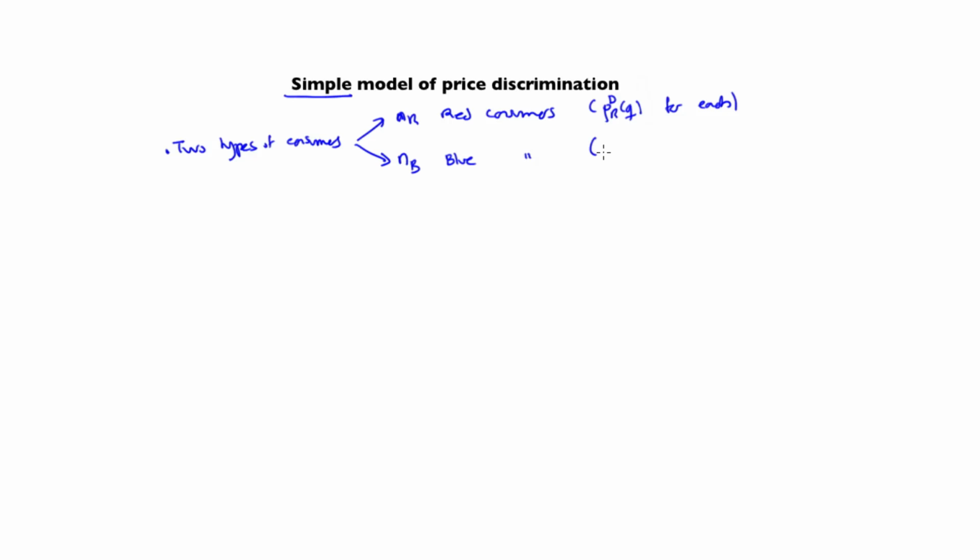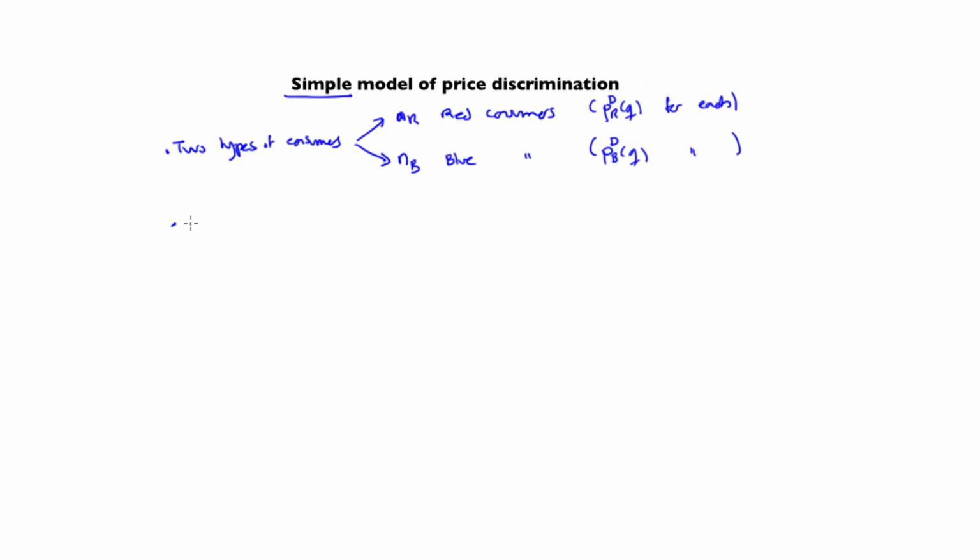Now let's look at the basic assumptions of this model of price discrimination. It's going to be a simple one, not the most general one, to keep it tractable. So we're going to assume that there are two types of consumers. There are NR, this is a number, red consumers, and we will denote the inverse demand function by this. And this is, by the way, the inverse demand function for each red consumer. And then there are NB blue consumers, and we will denote their demand function by this.